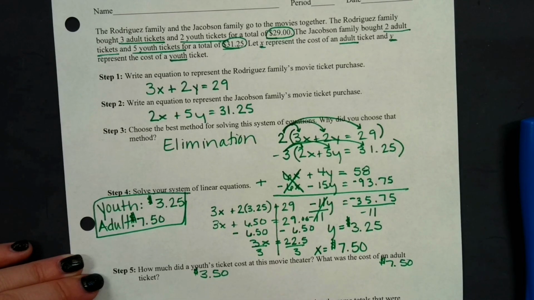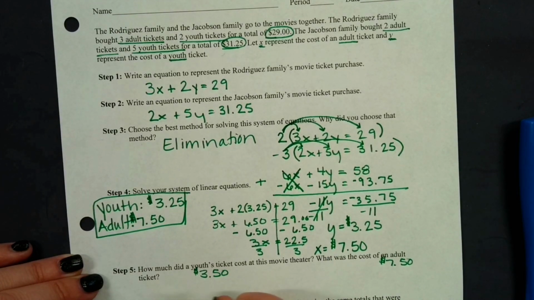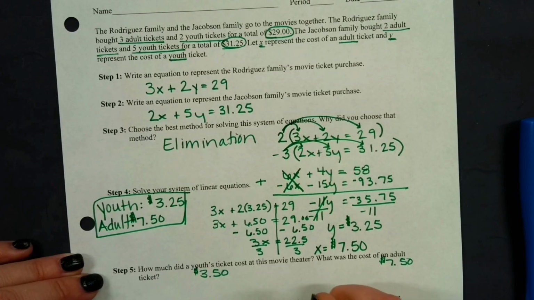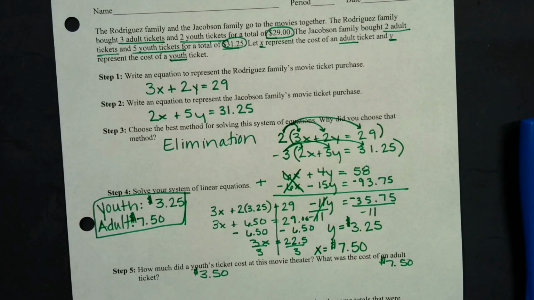Now what they're wanting us to do is check our answer. So I have 3, and my X is $7.50 plus 2 at $3.25 better give me $29. Then we need to check the other one too. We have 2 at $7.50 plus 5 at $3.25, and that better equal $31.25. So now you're just going to solve both sides, this answer, and add them together. I want you to try that, please.